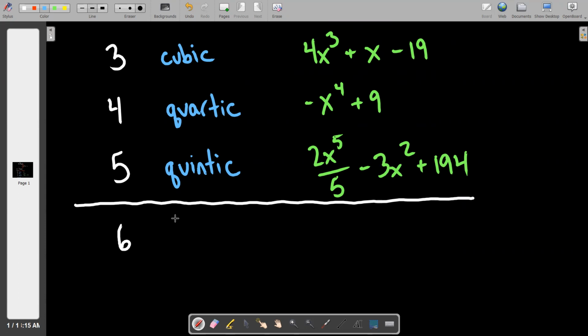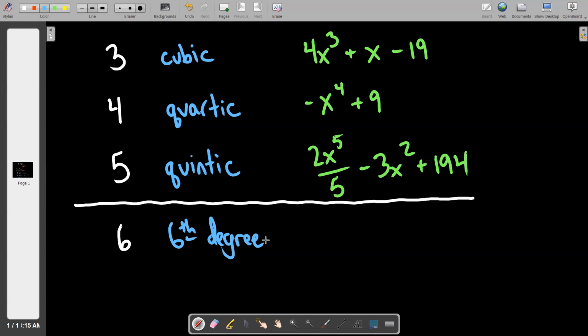So if it has a highest power of 6, we would just simply call it, how unexciting is this? A 6th degree polynomial. Wow, like how inventive, right? So 7th degree, 8th degree, 9th degree. So that's that. So please, we ask you to use the words for 0, 1, 2, 3, 4, and 5. Constant, linear, quadratic, cubic, quartic, quintic. And then after that, just screw it. Just call it a 6th degree, 10th degree, whatever.